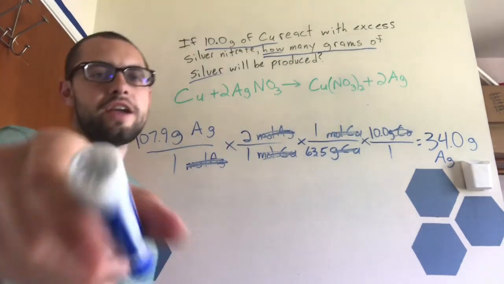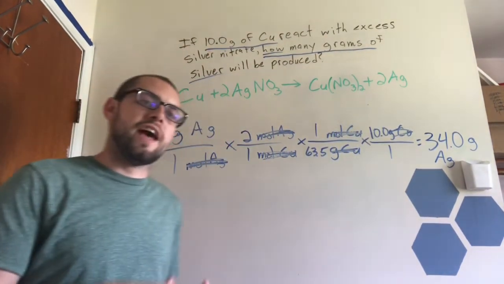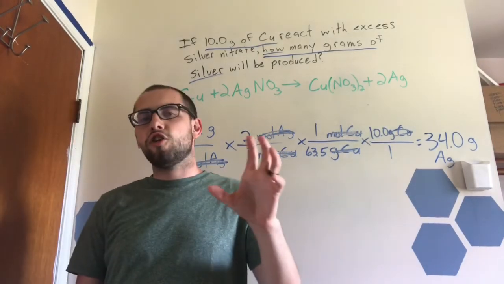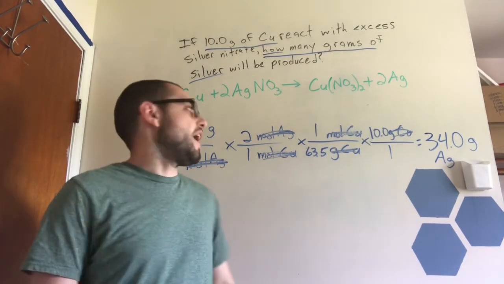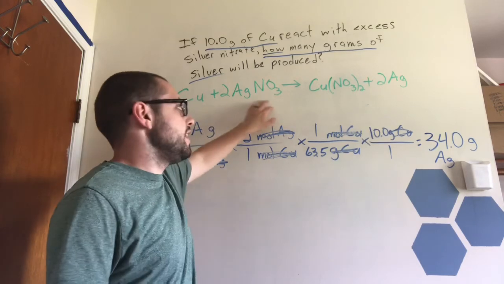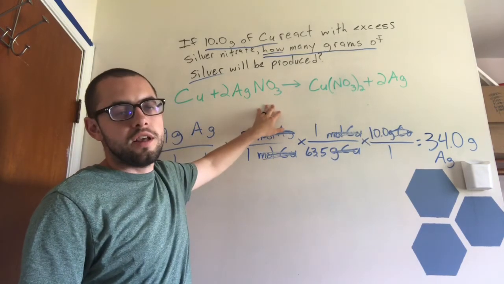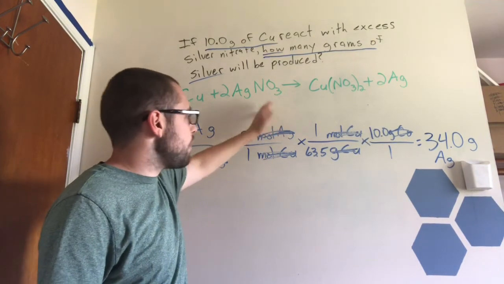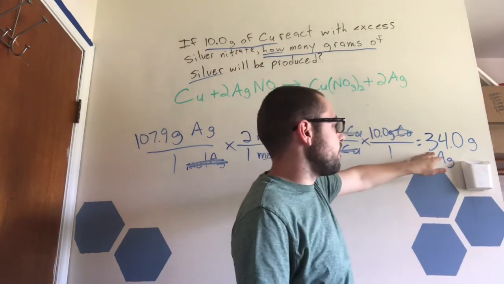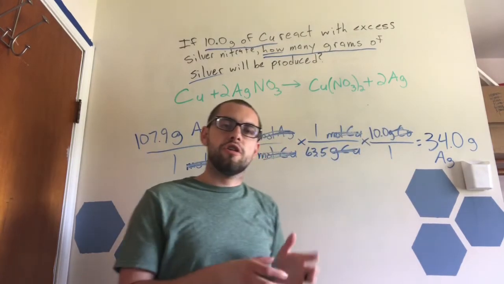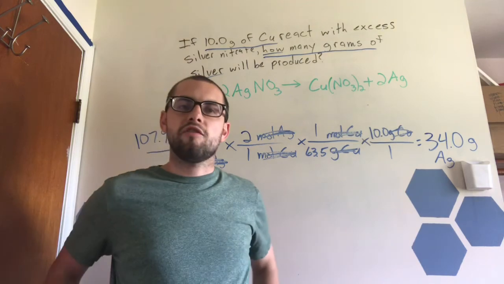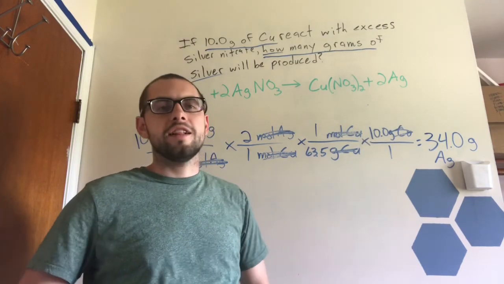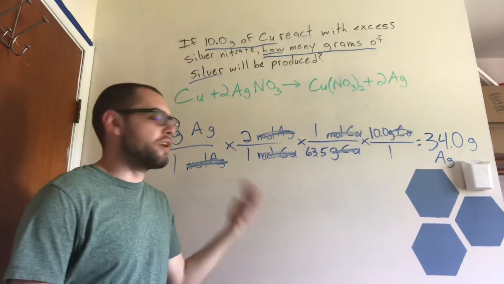So I could really do this reaction in reality if I had 10 grams of copper and I submerged it in this silver nitrate solution, then I would end up making 34 grams of pure silver at the end of that reaction. Or at least theoretically, that's what I should get according to the math.